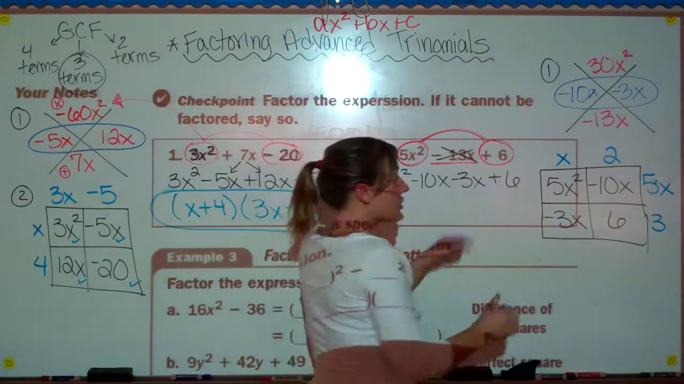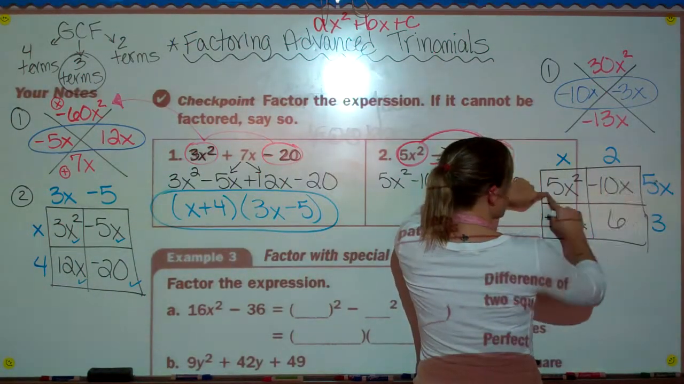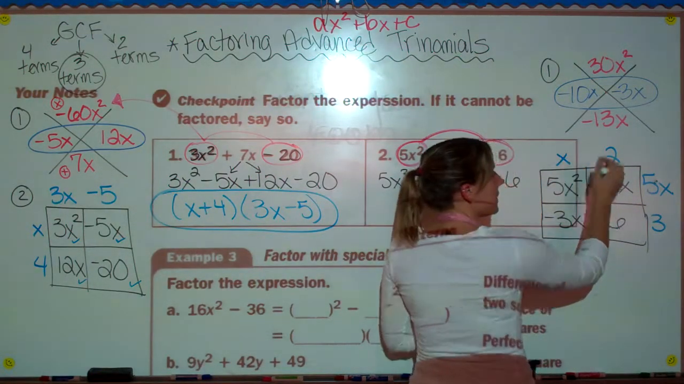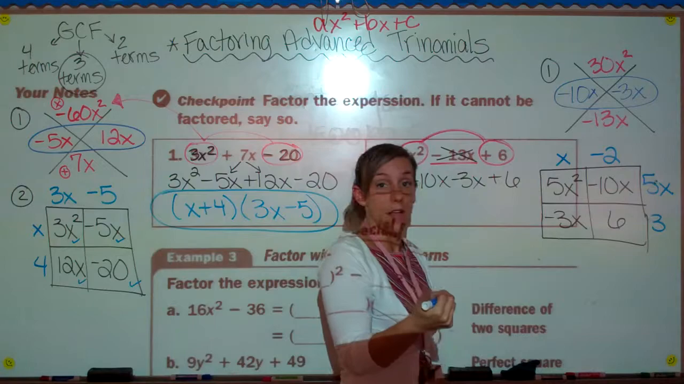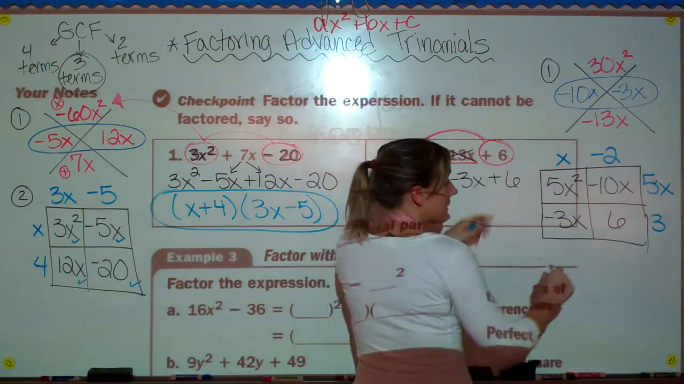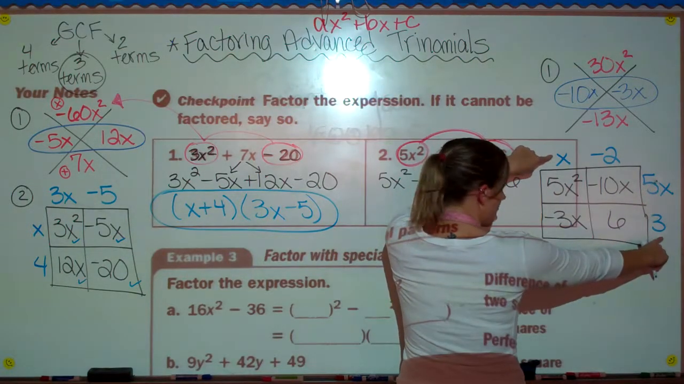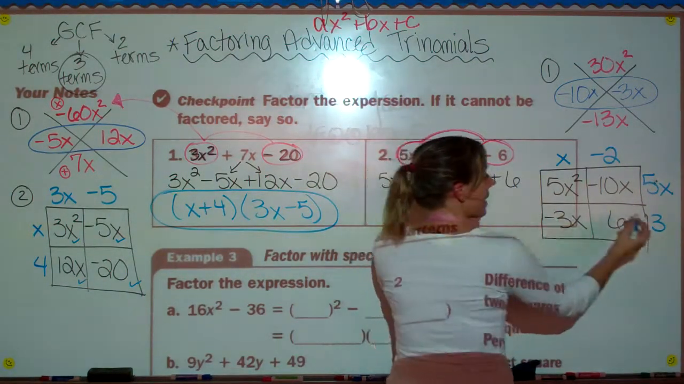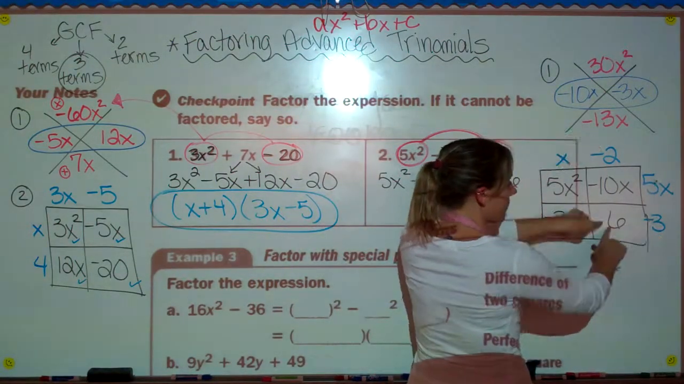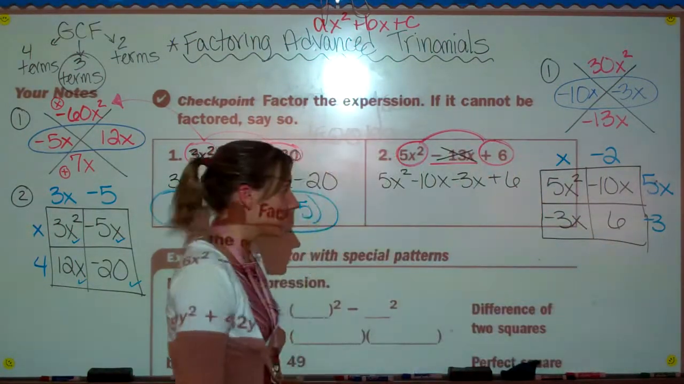Okay, now we want to check ourselves. 5x times x is 5x squared. 2 times 5x is 10x, but we need it to be negative. So always make your number negative. Not the variable, but the number, the constant. X times 3 is 3x, but that's not negative, so let me throw a negative in front of that. Negative 2 times negative 3 does come out to be a positive 6.